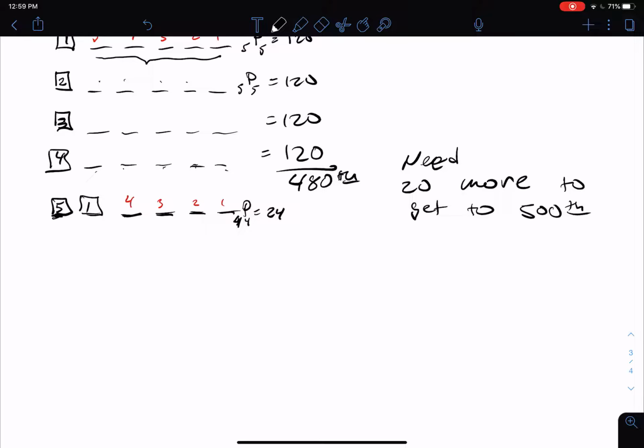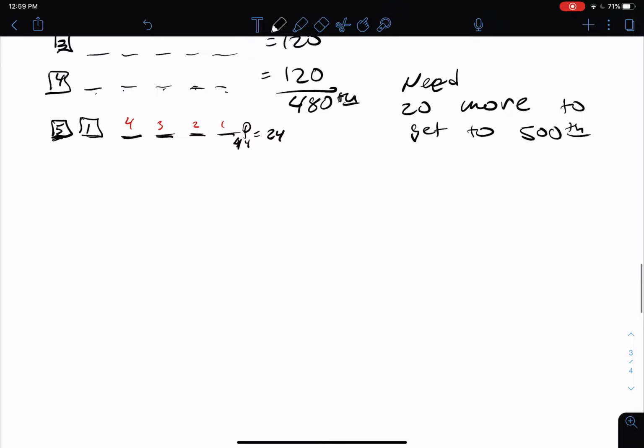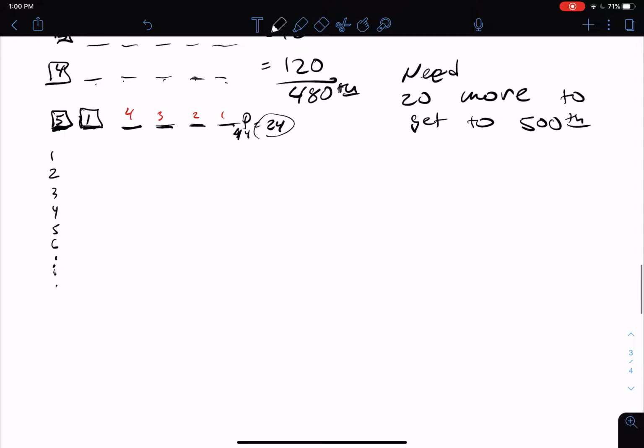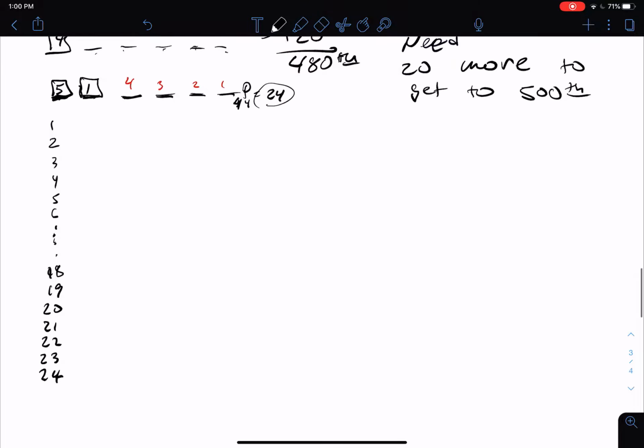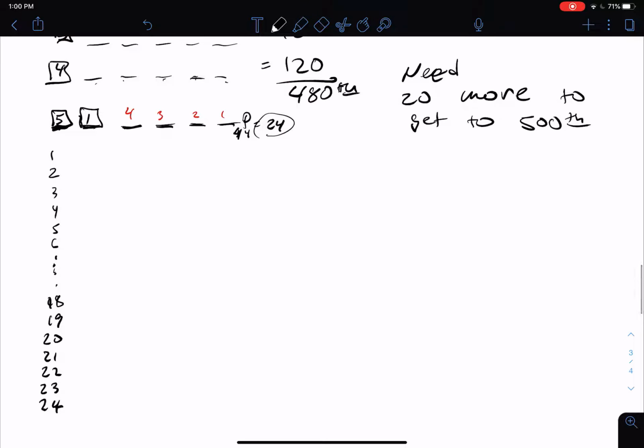So now I feel like I'm getting really close to the 500th. If I freeze 5 and a 1 in my arrangement, I know there's only 24 more. So there's 1, 2, 3, 4, 5, 6, and if I continue down here, 18, 19, 20, 21, 22, 23, 24. At least it's only 24 arrangements, but that's still a lot of arrangements to try to systematically get to.